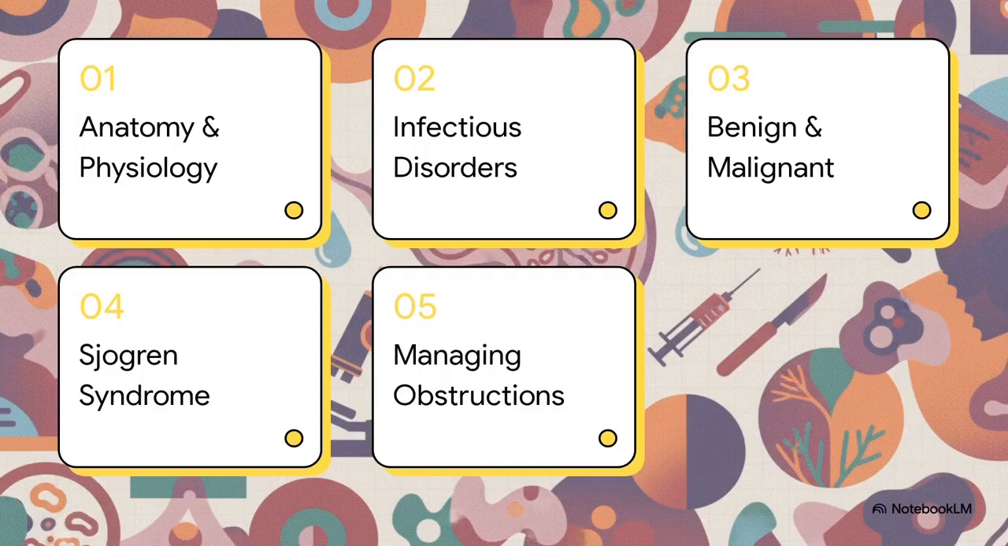Okay, let's take a quick look at the syllabus so you have a mental roadmap. We're covering 5 core areas. 1. Normal anatomy and physiology. 2. Infectious salivary gland disorders. 3. Benign and malignant tumors. 4. Autoimmune Sjogren syndrome. And finally, managing salivary gland obstructions.